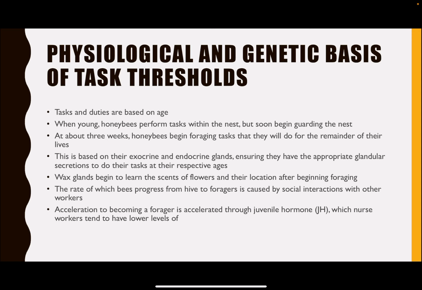The rate at which bees progress from hive workers to foragers is caused by social interactions with other workers. These social interactions with other workers typically accelerate the production of the juvenile hormone, and producing more juvenile hormone accelerates the bee's likelihood of being a forager. So it just makes them become a forager much faster. Nurse workers tend to have lower levels of the juvenile hormone because they don't often leave the nest.